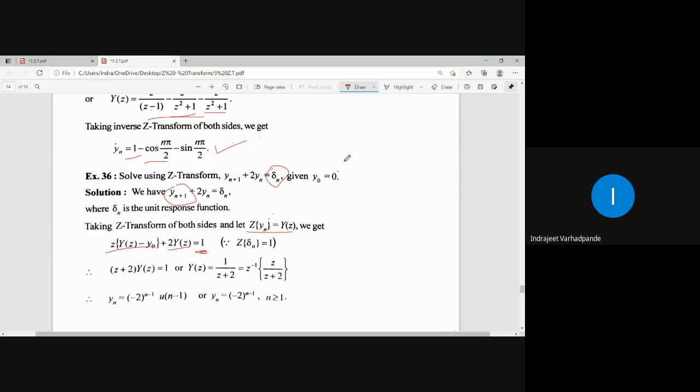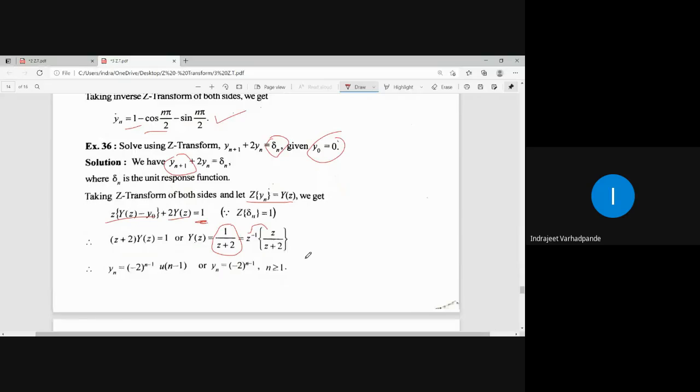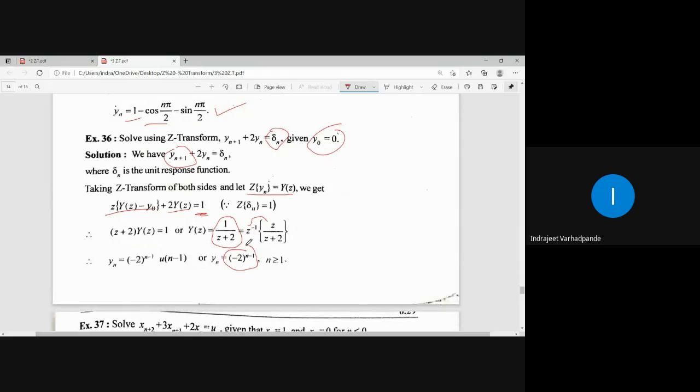Transpose all the terms using the given condition. Y(z) is equal to क्या बचता है? 1 upon z plus 2. z नहीं है, introduce z and cancel them with z to the power minus 1. What is the answer over there? Minus 2 to the power n minus 1 multiplied by u(n minus 1). So this is how we try to obtain the solution for the given difference equation.